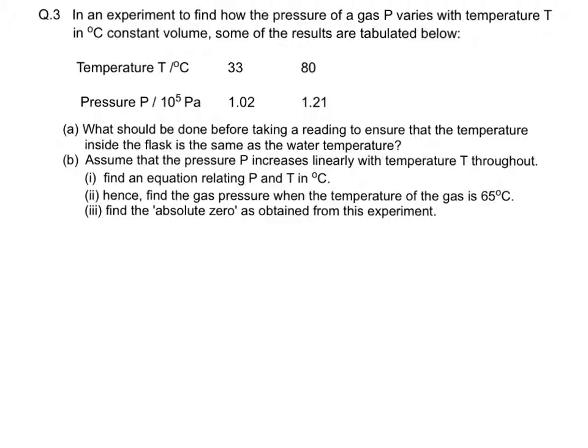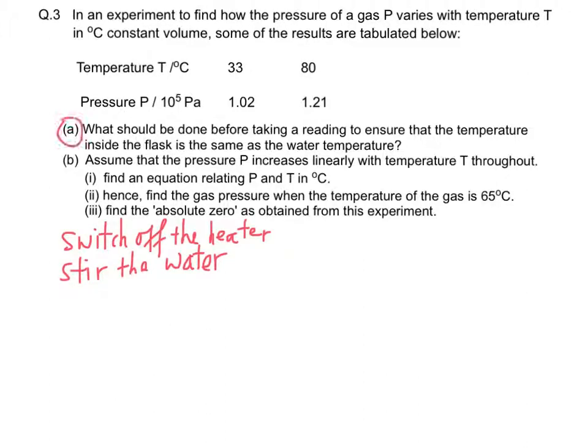First, spend some time to read question number 3. For part A, in order to ensure the temperature inside the flask, that is the gas temperature, is equal to the water temperature, we should, before taking the reading, switch off the heater and then stir the water.